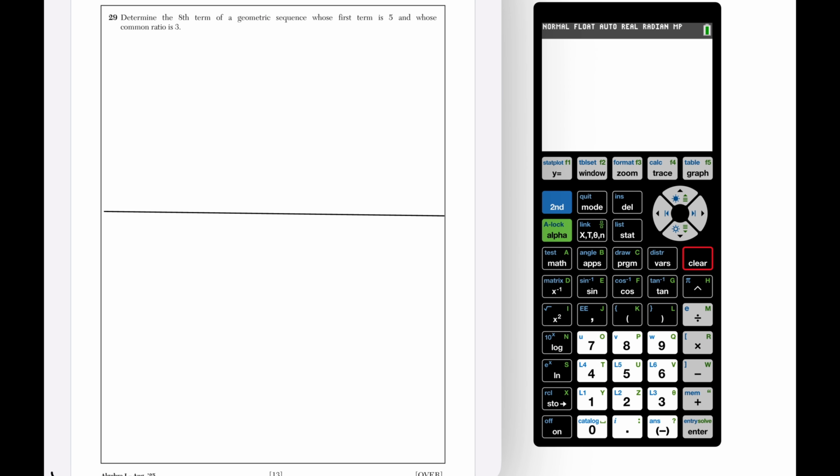We have a sequence in this one, a geometric sequence. And our goal is to determine the 8th term in the geometric sequence, whose first term is 5, and the common ratio is 3. So in other words, my sequence is starting with 5. I need to know this 8th term. So this is the first, second, third, fourth, fifth, sixth, seventh, and 8th. And they're telling me that my common ratio is 3.